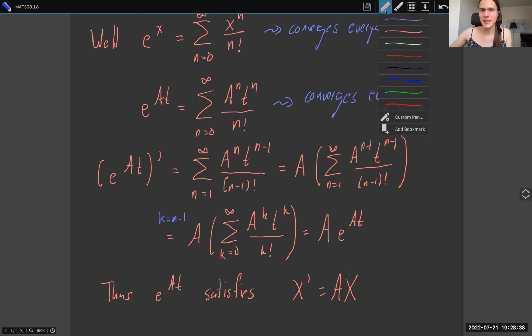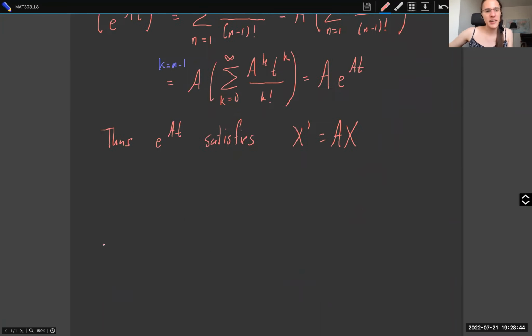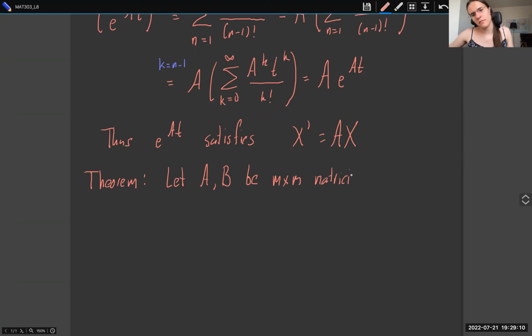Now, does it give linearly independent solutions? That's the question, because maybe it gives linearly dependent solutions. Maybe it's not useful. Well, here is a fact, or rather a theorem. Let A and B be n by n matrices, or rather, let's say m by m, because I'm using n as an index, with AB equal to BA. So they're commuting matrices.